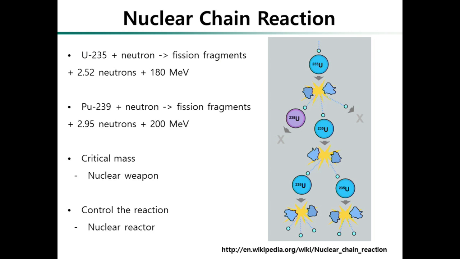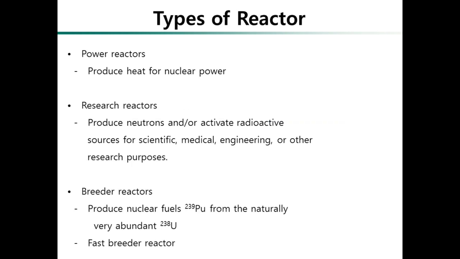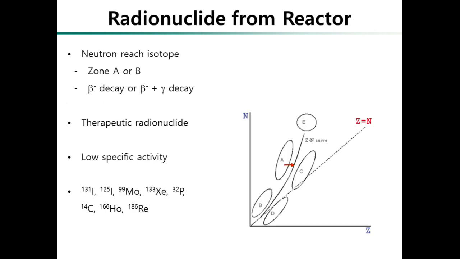First of all, the reactor. We could see here power reactor, research reactor, and others. The last one is that we could make a nuclear fuel from uranium-238 to produce uranium-239, then plutonium-239. So that's why we call that a breeder reactor.